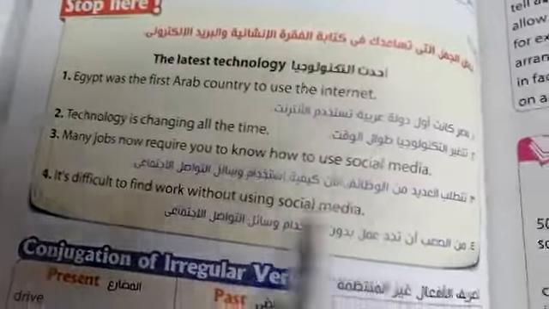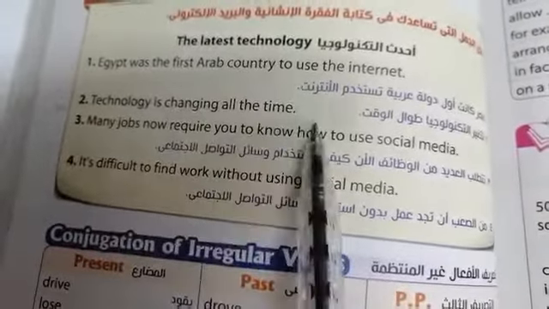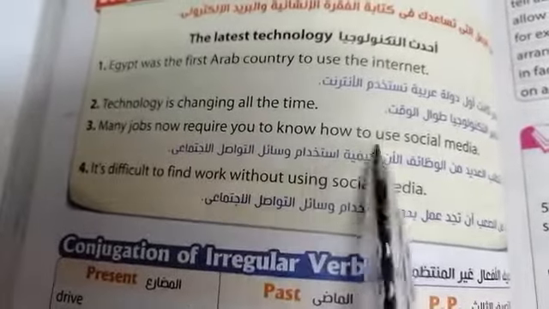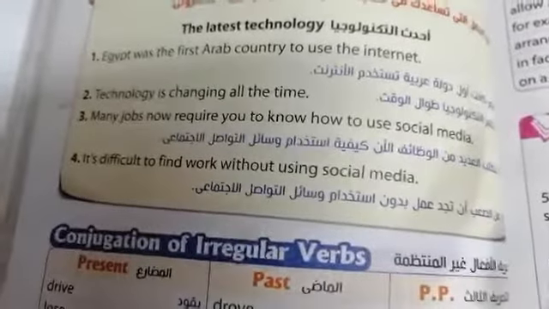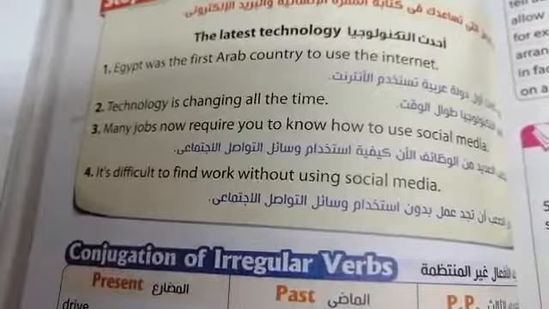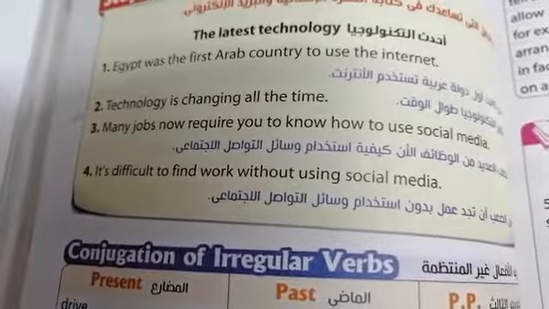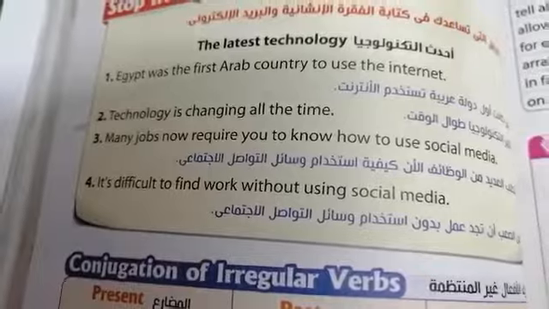The latest technology. Egypt was the first Arab country to use the internet. Technology is changing all the time. Many jobs now require you to know how to use social media. It's difficult to find work without using social media. Social media like Facebook, like YouTube, like Instagram, like all the channels and applications that we use through our mobiles or tablets.